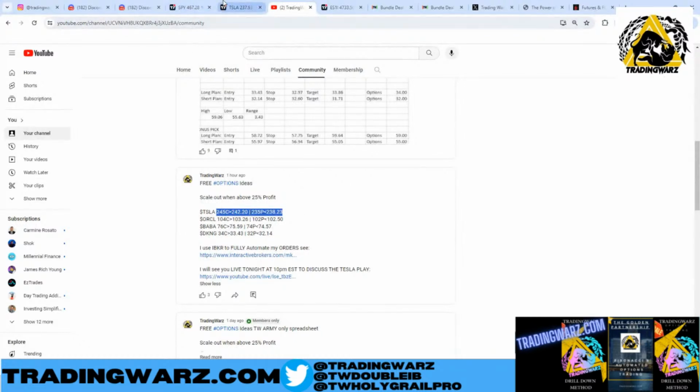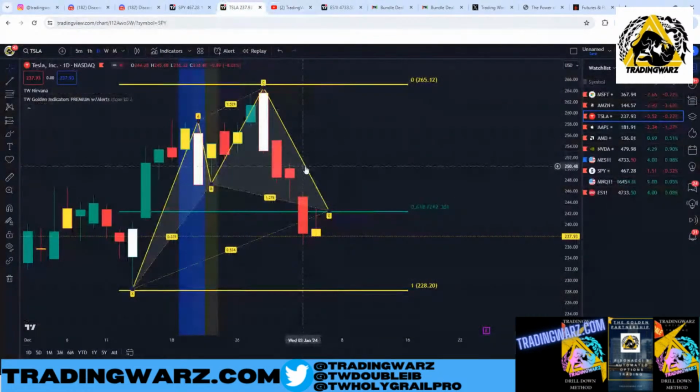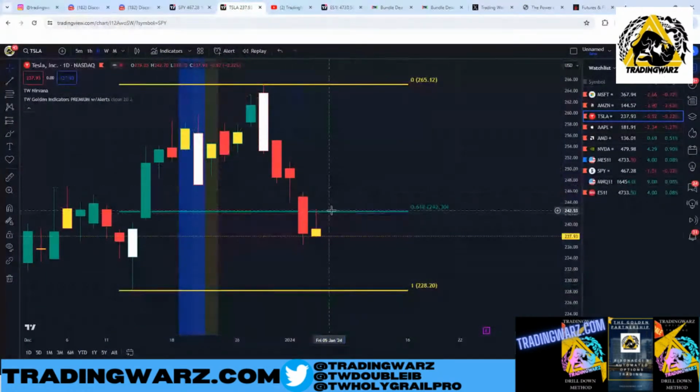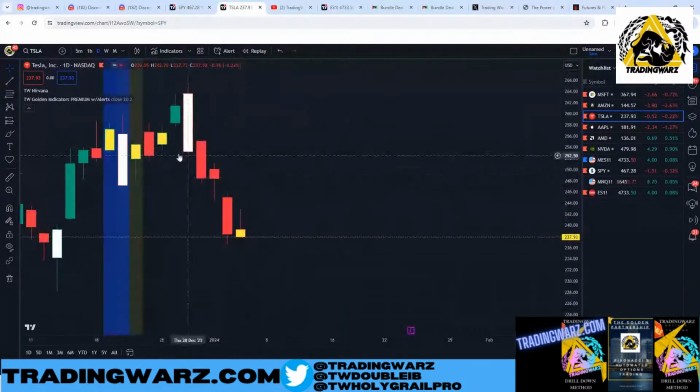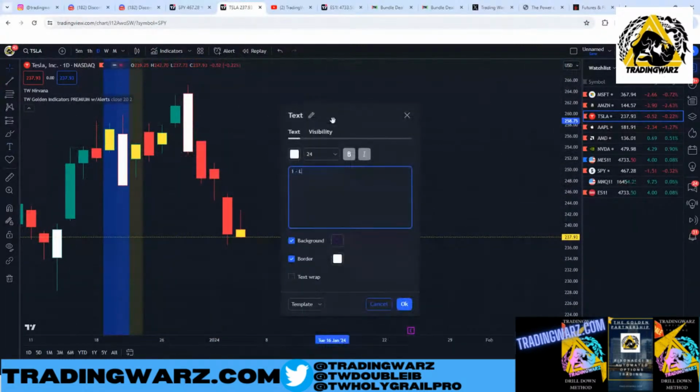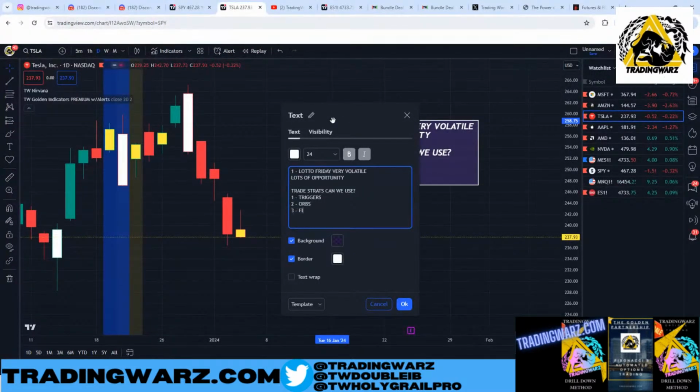So let's look at the setup we have for Tesla from these trigger prices. I'm going to write some things down here, and let's go ahead and delete the Fibonacci setup and just talk about basic price action. Lotto Friday is very volatile, so there's lots of opportunity. What type of trade strategies can we use? We have triggers, which I'm going to show you, ORBs, and fibs. These are the three main strategies that I like to use.